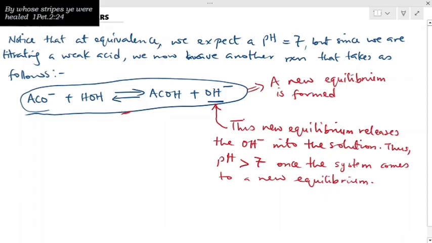So that's all we take for the titration curve. In our next set of lectures, we begin to look at buffers.